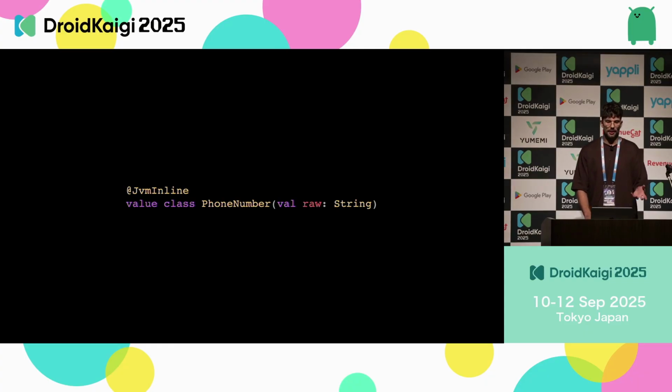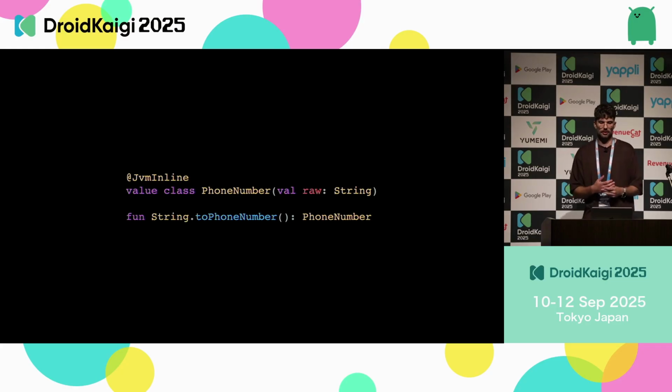The thing that we will be implementing is the conversion function. So the conversion from a raw string to a phone number. For the sake of simplicity, I just use an extension function. This could be a class or whatever, really. So let's try to implement that.